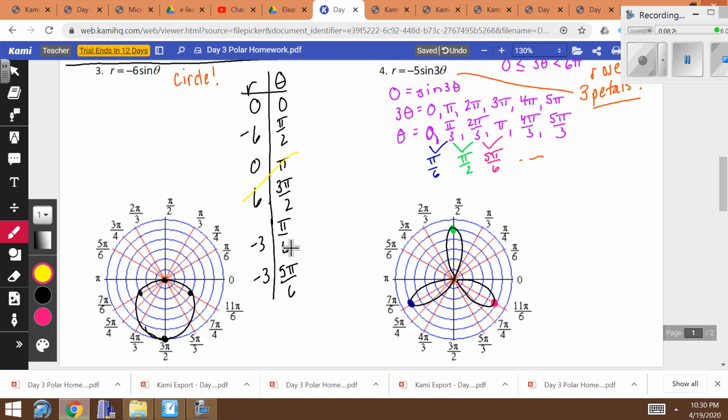We know that the sine of pi over 6 and 5 pi over 6, we know that sine is 1/2 right there. So negative 6 times 1/2 would give us negative 3.